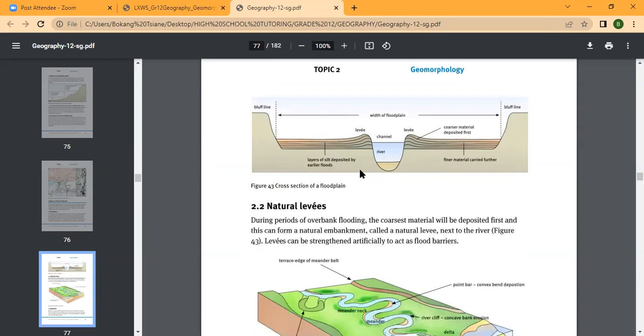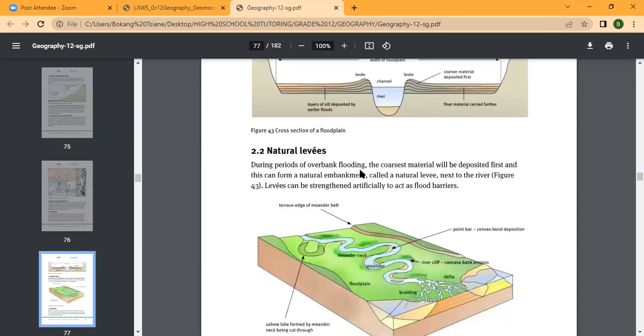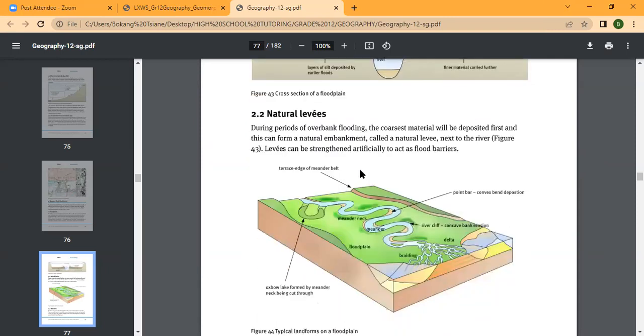And then the second one we're going to look at is the natural levees, which are the ones that are enclosing the river within its channel. We have point bars, we have meanders, and then here are our floodplains. And then we have grading. We're gonna do it when we do river grading. And then here we have deltas, and we're also gonna do the deltas at a later stage.